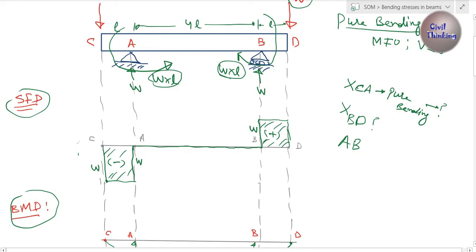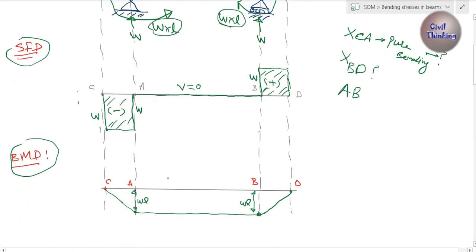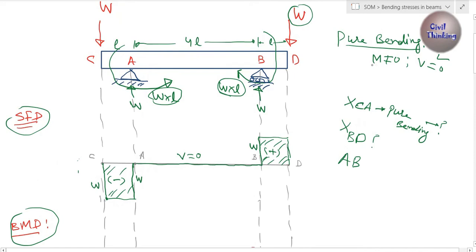Now look at this. From A to B, the shear force diagram is flat, right? From A to B, let V be the shear force, V is 0, right? The first condition of pure bending is V equal to 0. This condition is possible for AB. Let's see, is moment 0 or not? From A to B, moment is not 0, right? This condition is also true. It means AB is in pure bending, right?